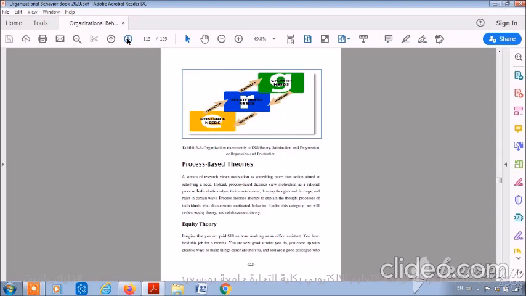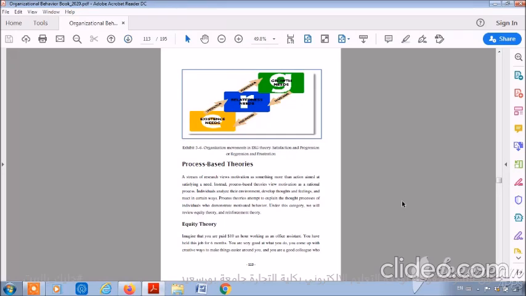So, under this category, we will review equity theory and reinforcement theory. In this category, we will study the equity theory and the reinforcement theory.